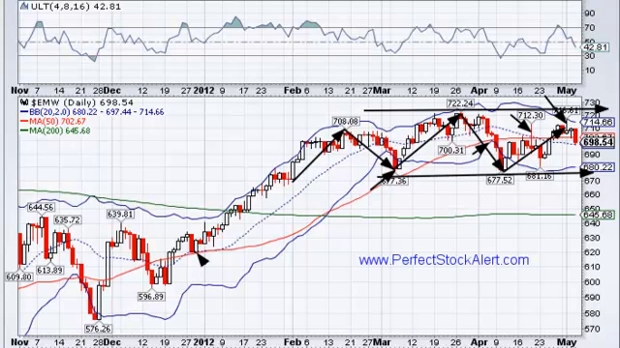So what you would do instead is say, all right, this is the channel we've been moving in for the past couple of months. What I would be doing, of course, is be a buyer off of the support lines here, and then be a seller off the resistance lines here. And then, of course, if you got up there again, you would sell it again. So that's the way you would trade that.